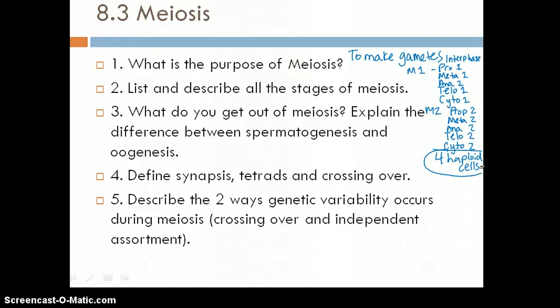Explain the difference between spermatogenesis and oogenesis. So this is making sperm, and you get 4 of them. Oogenesis is making eggs, and you get 1 viable egg and 3 polar bodies.